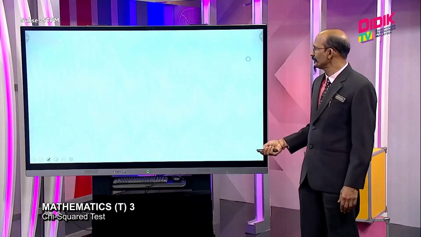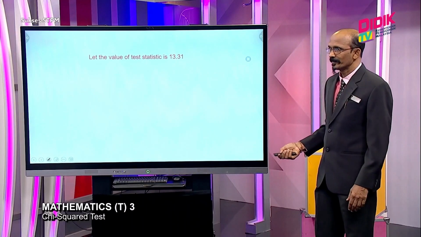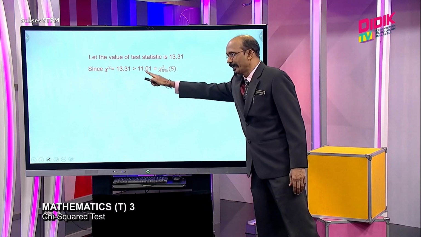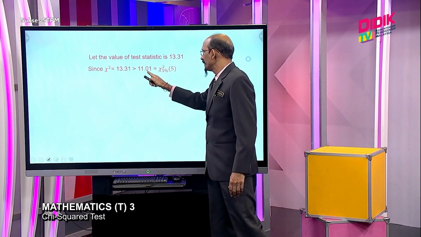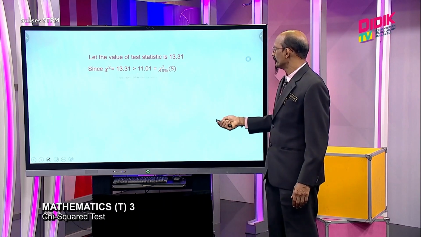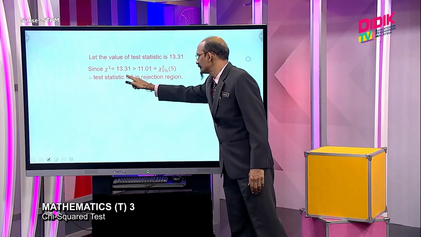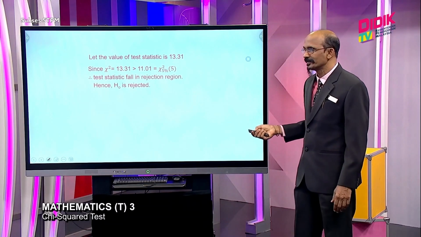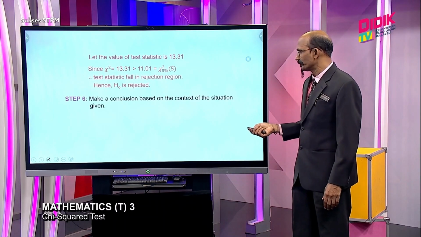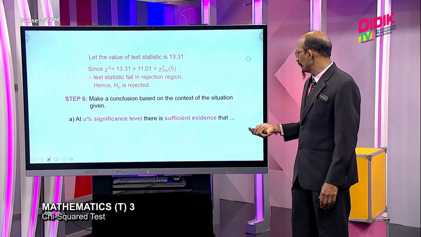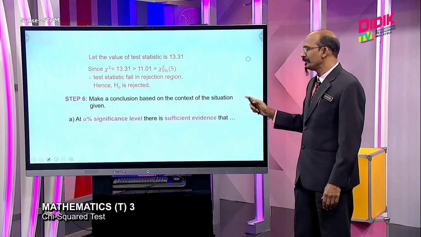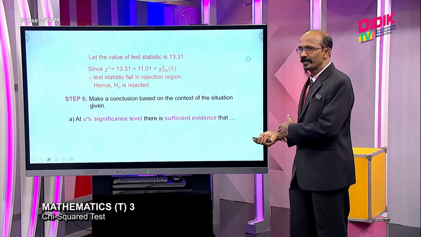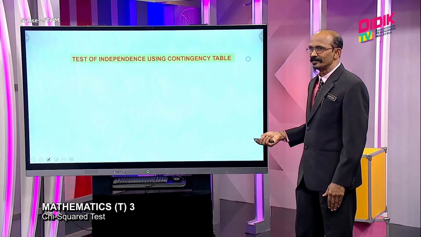In step 6, we will do the conclusion. So let's say our test statistic is 13.31 and this is my critical value. I do the comparison. Once I compare, my result is the test statistic falls in the rejection region. Then my conclusion is H0 is rejected. Based on that, I do the conclusion. So my conclusion will be, at alpha % significance level, there is sufficient evidence that, following what is required in the question. Or I can write like this.